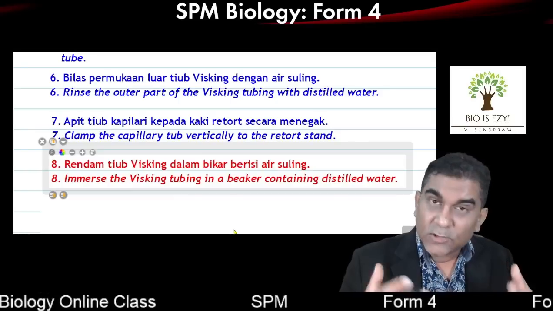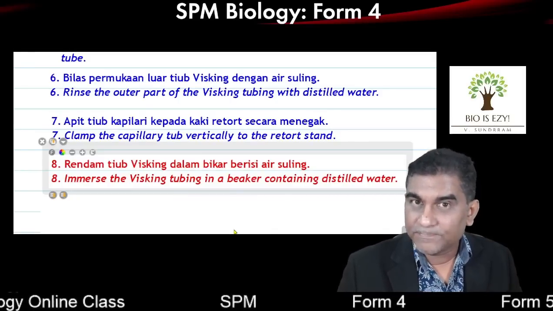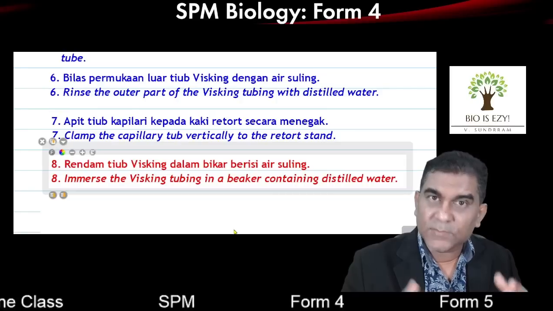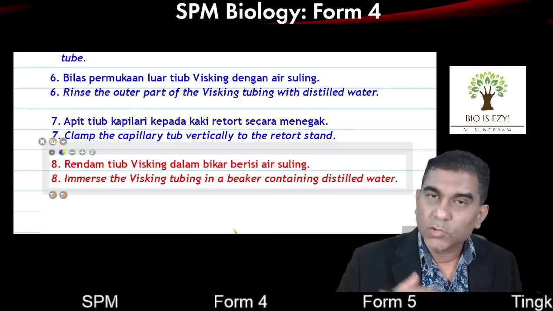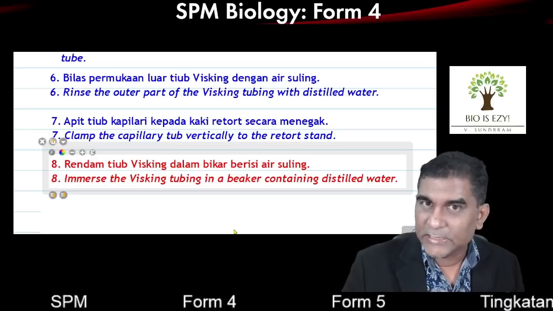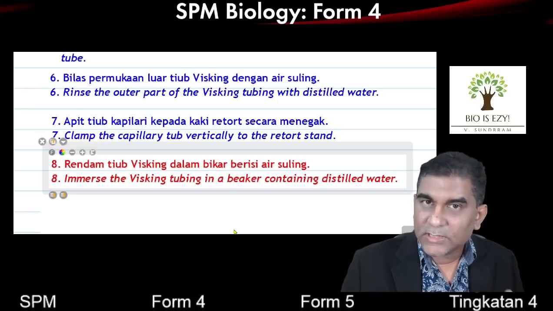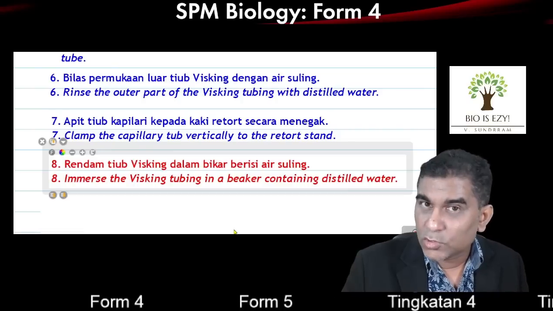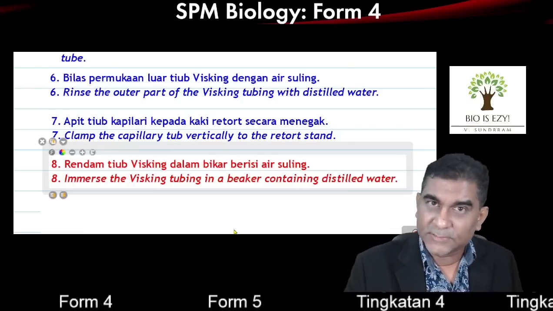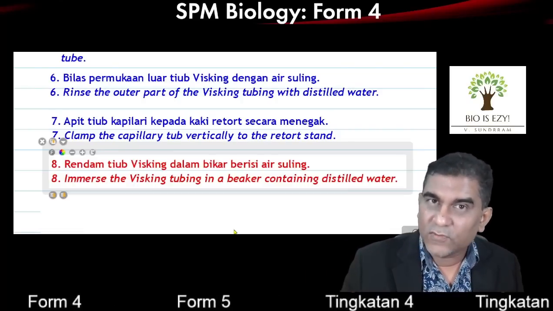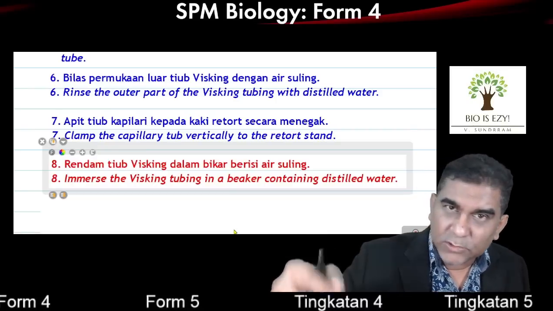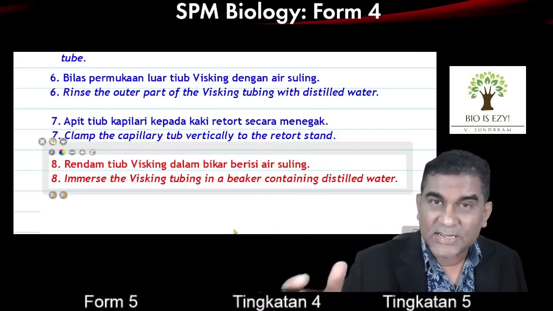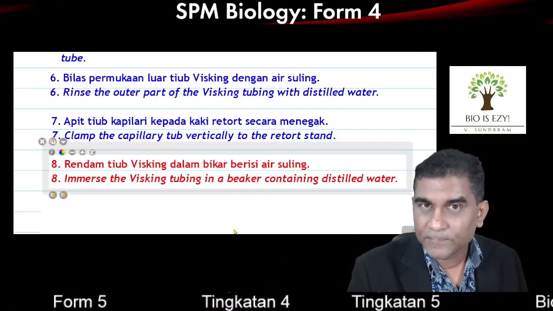Dikelilingi di bahagian luar tube whisking ada air suling. Outside of the whisking tube, that is distilled water. You already know from osmosis explanation, distilled water has high water potential. 30% sucrose solution has low water potential. So water will diffuse from distilled water into the sucrose solution because whisking tube is selectively permeable membrane.